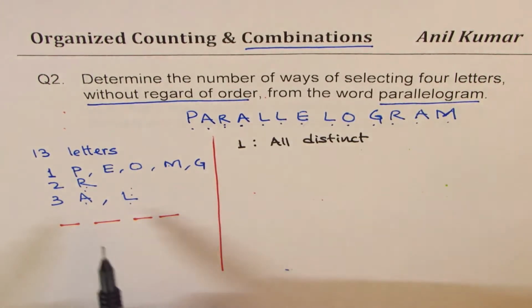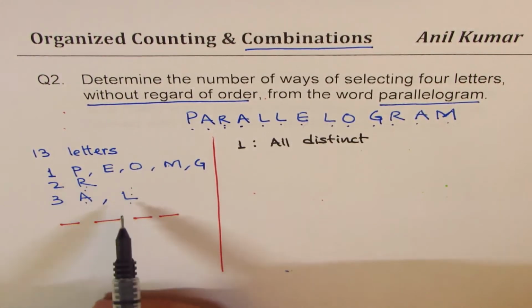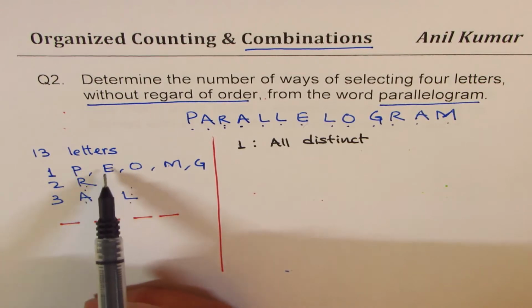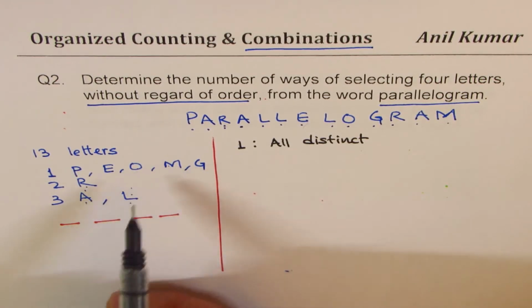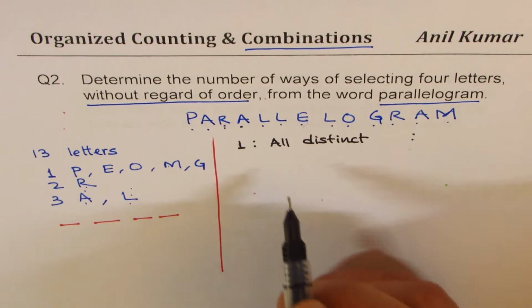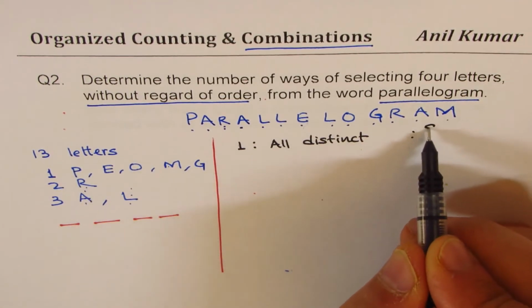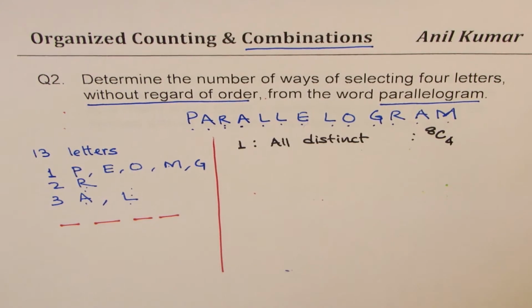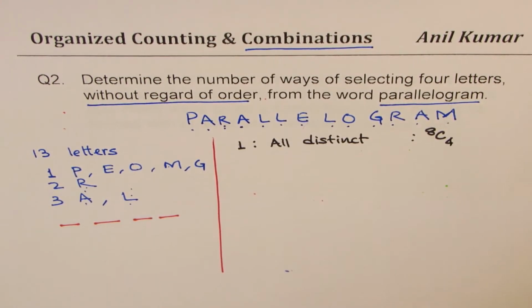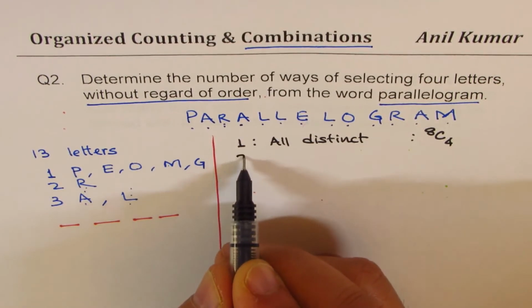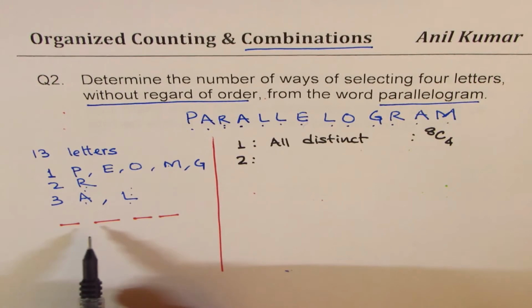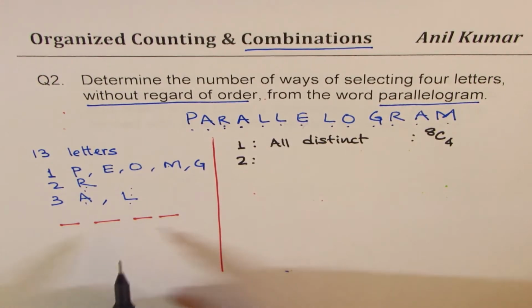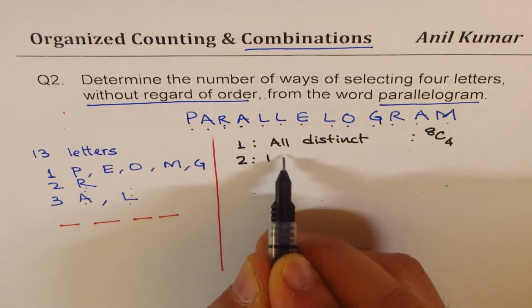Now in that case, all distinct means we are working with 1, 2, 3, 4, 5, 6, 7, 8, right? So that means in this case, out of 8, we need a combination of 4, correct? So that gives us all distinct. Is that clear? The second could be, we could have one double, right? So not all distinct, but we have one double.